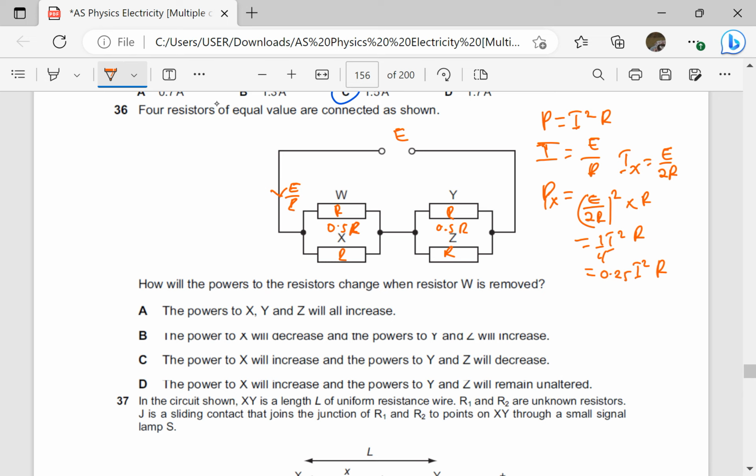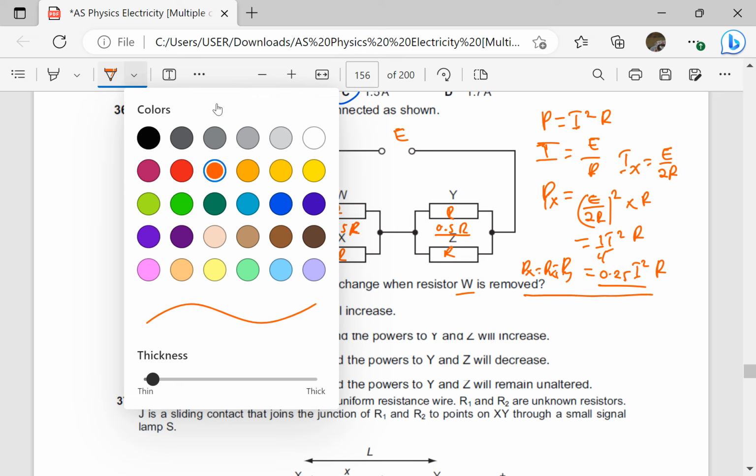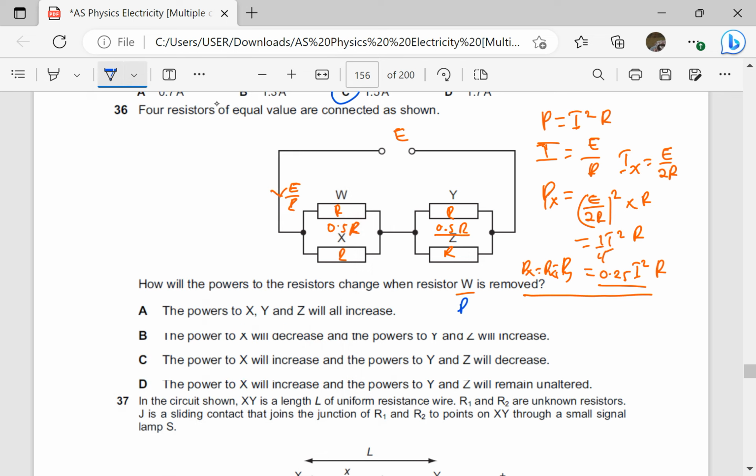Because all the resistors are identical, the power in X will be the power in W, will be the power in Y, and so on, to be 0.25. Now let's assume W is removed. When W is removed, the resistance here will remain 0.5 times R, and the resistance here will be just R. So total resistance R total will now be R for X plus the total resistance here, which is 0.5 R, which means this will be 1.5 R.